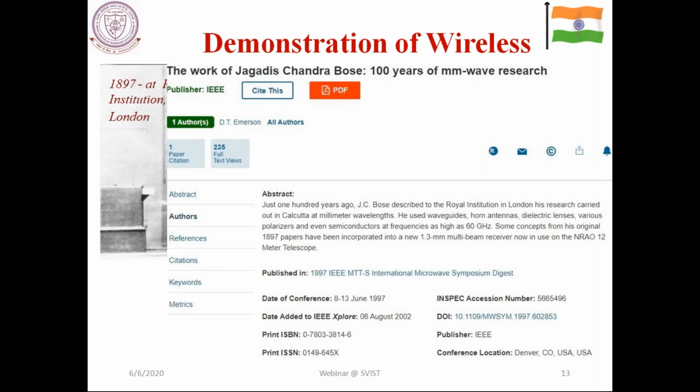But later, if you see this particular figure, the title is "The Importance of J.C. Bose for the 100 Years of Millimeter Wave Research." Nowadays everyone is talking of millimeter wave communication, 5G. The first one who invoked this is nothing but J.C. Bose. This publication was in 1997; the previous figure was from 1897, and this one is just 100 years later.